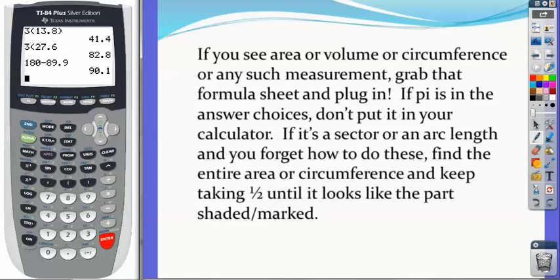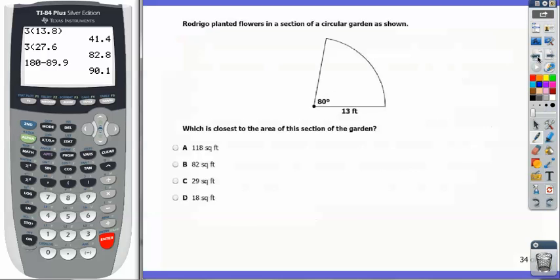Okay, so let's look at some problems. Rodrigo planted flowers in a section of a circular garden shown below. What is the closest circular area of the garden? Well, step one, I want to find the area of the whole circle. Area of a circle, and if I look at my formula sheet, it's pi r squared.